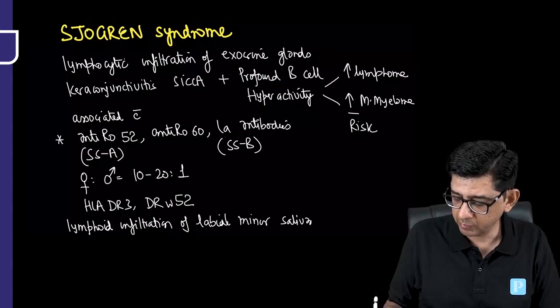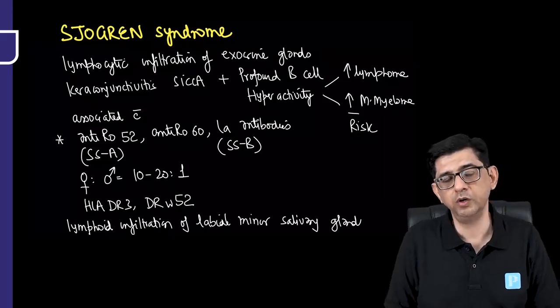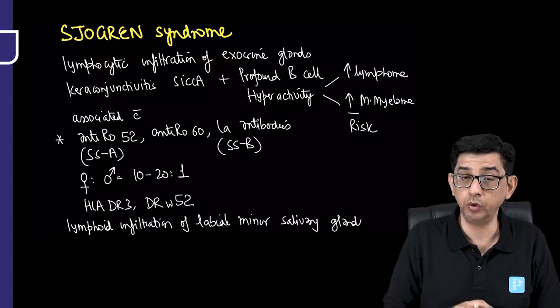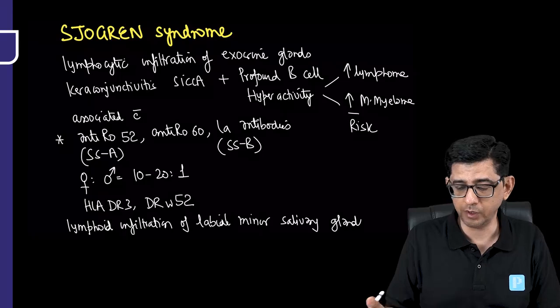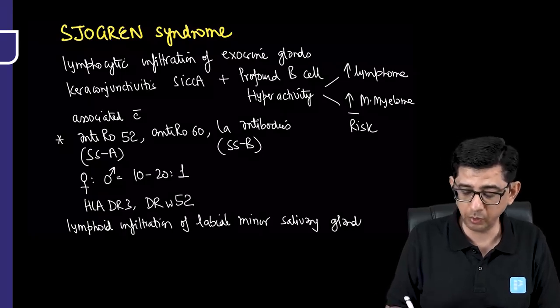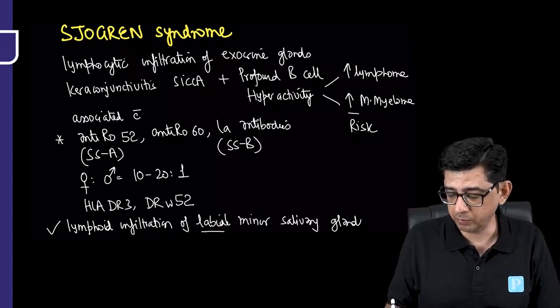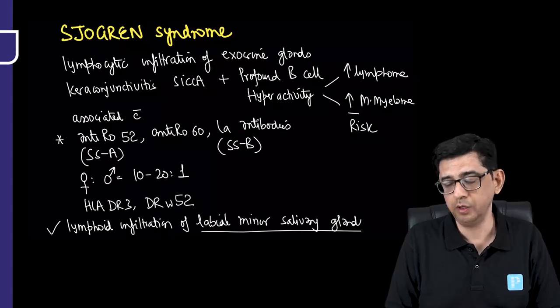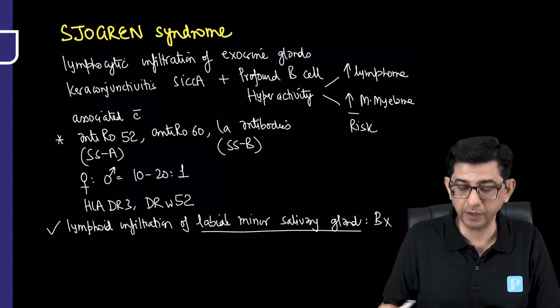And on my next slide, I'll be describing the algorithm that is recommended nowadays for diagnosis, where it talks about multiple parameters. I'll describe a total of 5, and out of those 5, at least 2 should be present to say that it is a possibility of Sjogren syndrome, with one of the findings being a minor salivary gland biopsy. That is a labial minor salivary gland biopsy showing evidence of lymphoid infiltration.